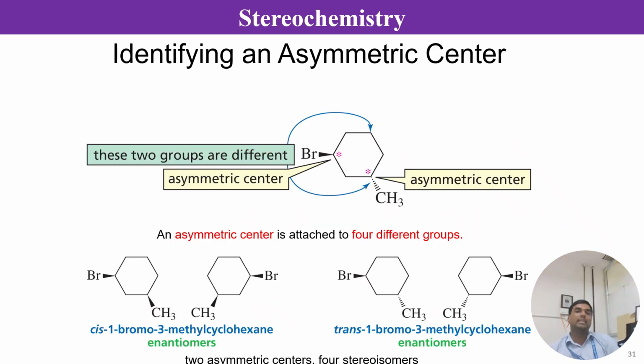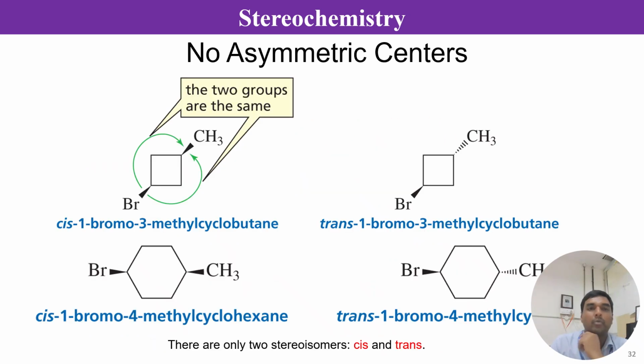Now, how do we identify an asymmetric center? We need to find out that 4 different groups are attached, so we can have 4 defined stereoisomers. But when we don't have an asymmetric center, for example when two attachments are the same, the molecules are called symmetric molecules.